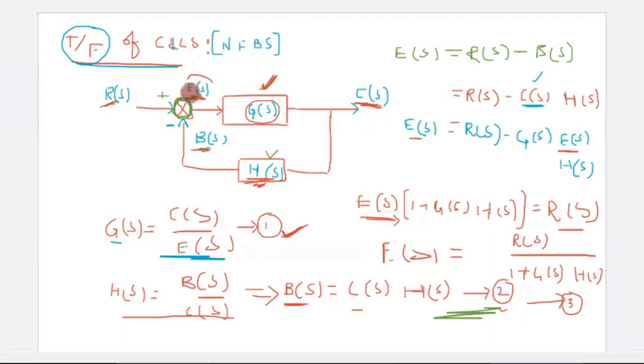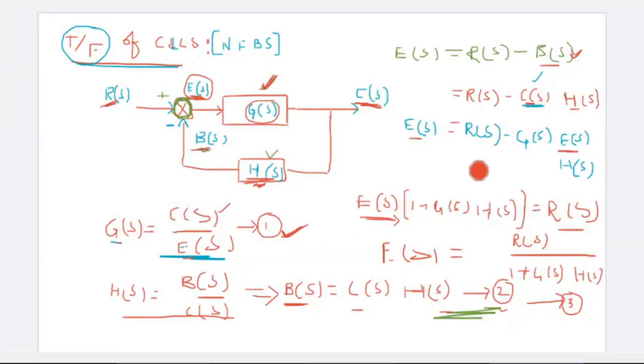Similarly, find out E of S. E of S is the subtraction of B of S from R of S. That is E of S is equal to R of S minus B of S. From equation number 2, we know B of S, so substitute the B of S value. We get E of S is equal to R of S minus C of S into H of S. Similarly, from equation number 1, we know C of S is G of S into E of S. In place of C of S, substitute that value.